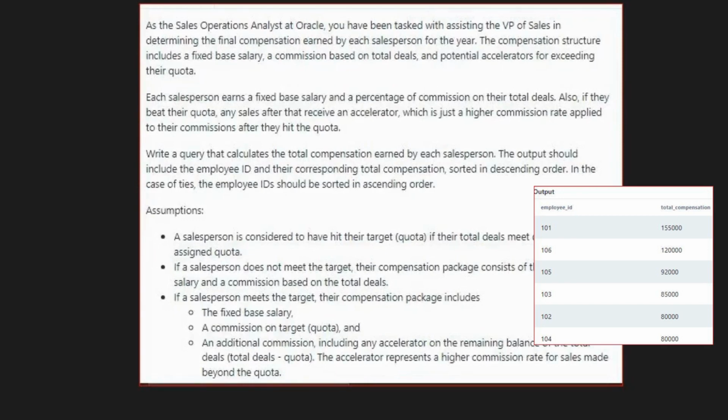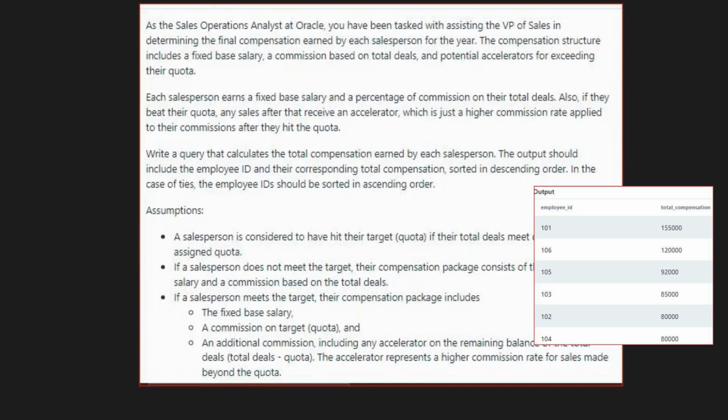As a sales operation analyst at Oracle, we have been tasked with assisting the VP of sales in determining the final compensation earned by each salesperson of the year. The compensation structure includes the fixed base salary, commission based on total deals, and potential accelerators for exceeding their quota. Each salesperson earns a fixed base salary and a percentage of commission on their total deals. Also, if they beat their quota, any sales after that receive an accelerator, which is just a higher commission rate applied to their commissions after they hit their quota.